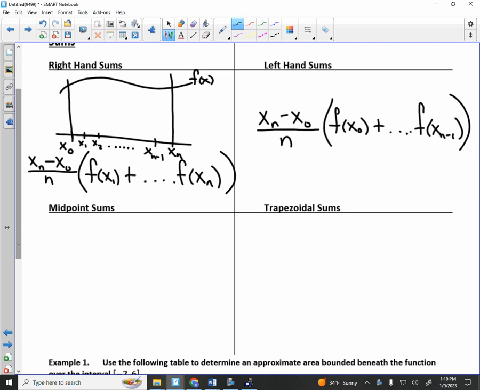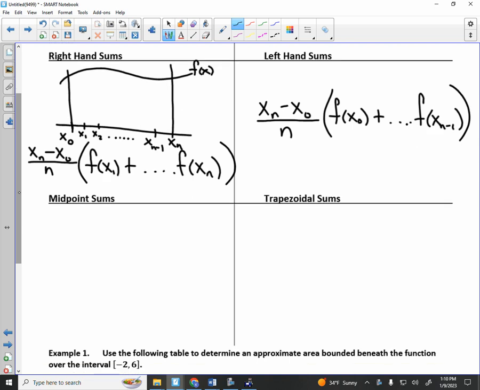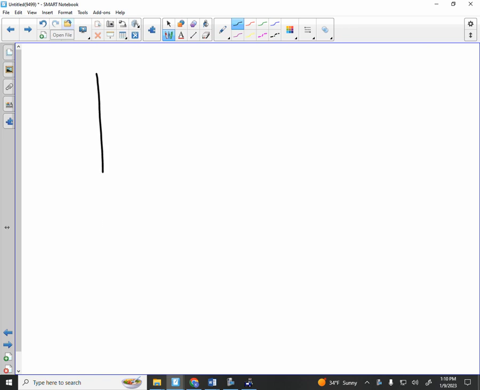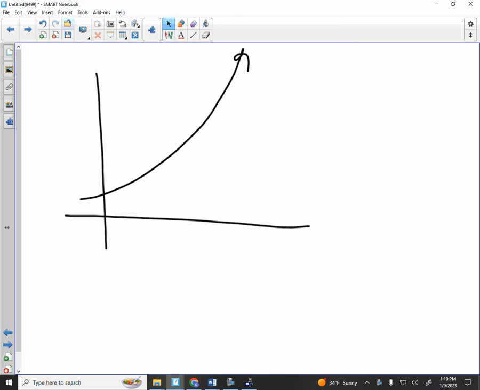Now, here's what's really cool: if you watch the geometry of this, suppose that I had a function like so. You don't need to draw this, boys.